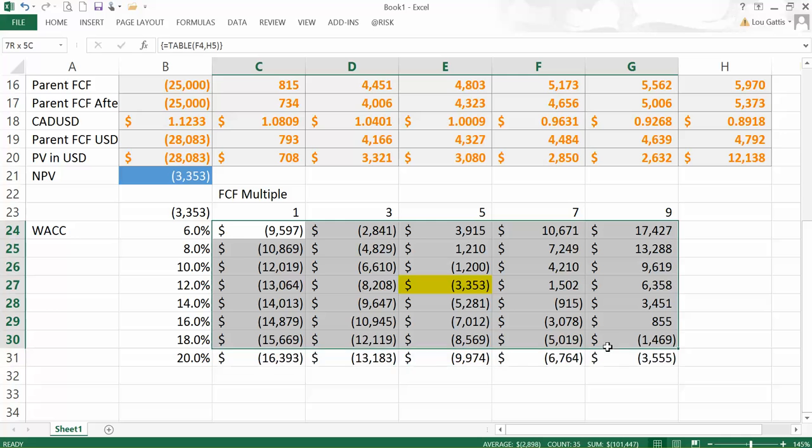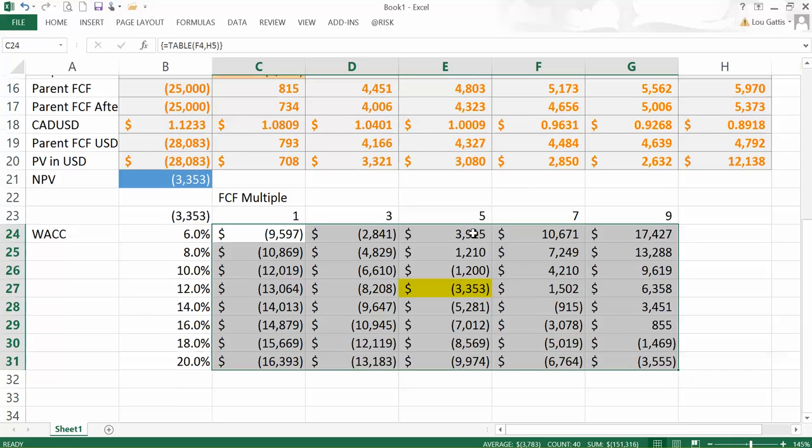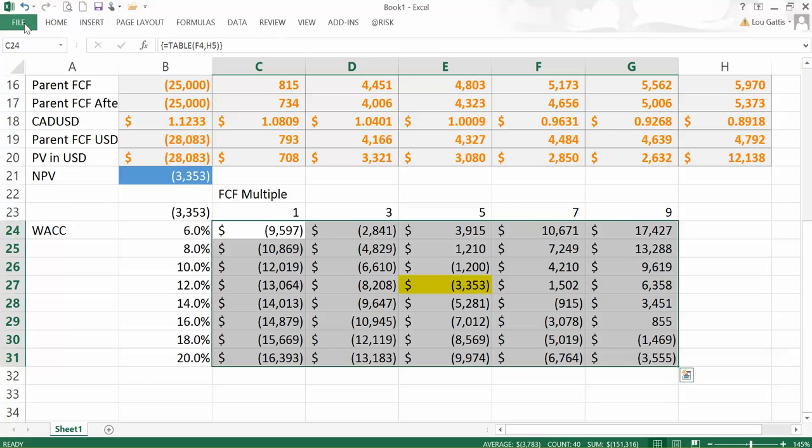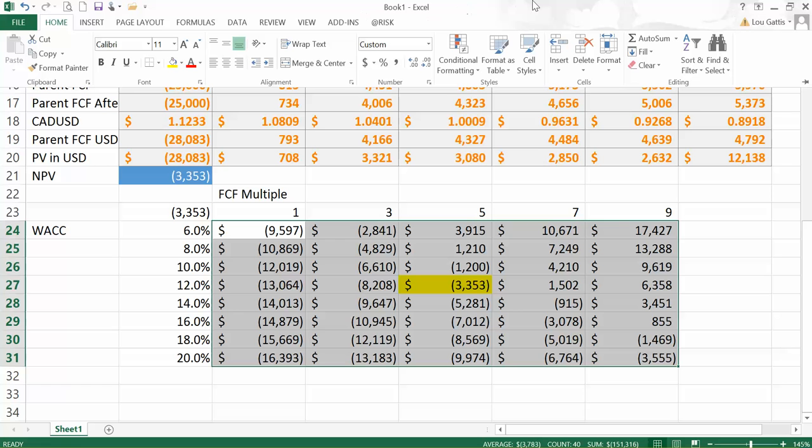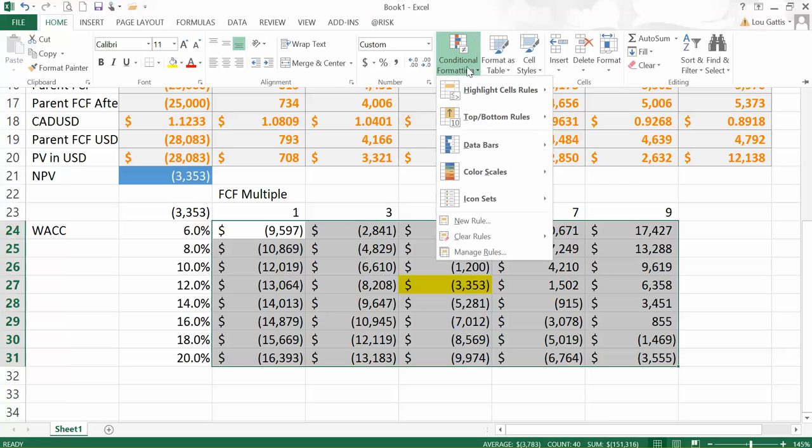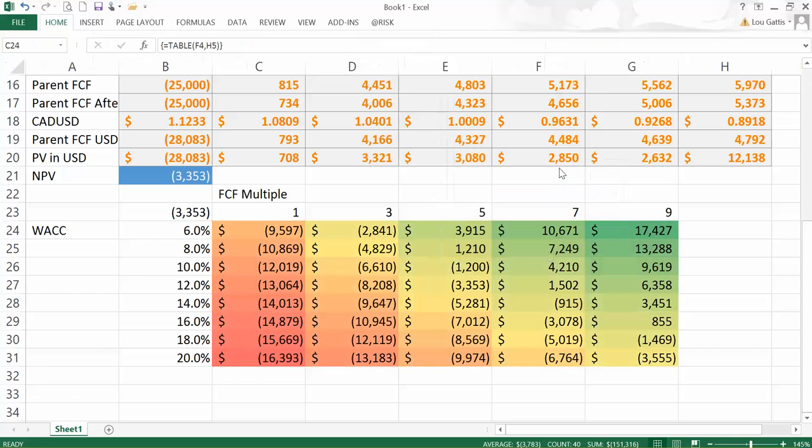I like to change colors on this to make it look a little bit easier. Let's go home, conditional formatting, color scales, and I'll put that in. So you can see that the most favorable conditions are when your WACC is low and your free cash flow multiple is high. And this is your boundary between positive and negative NPVs. So this is a common way to do sensitivity analysis of two variables.